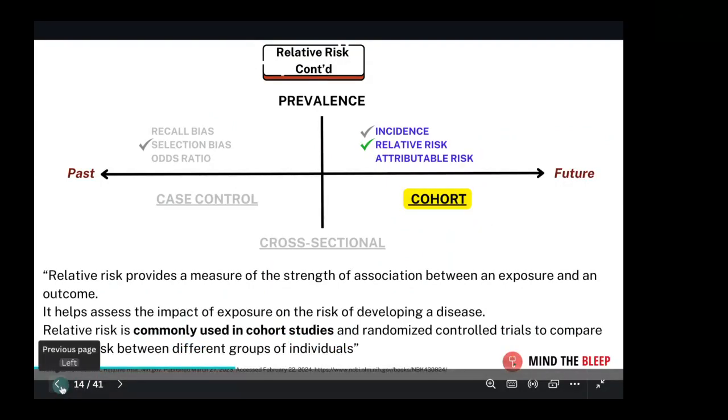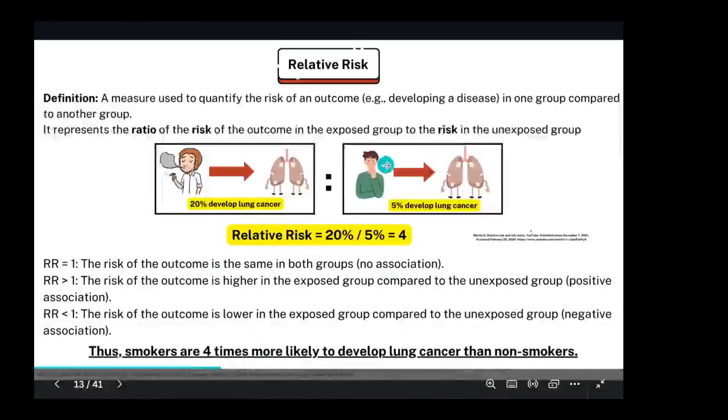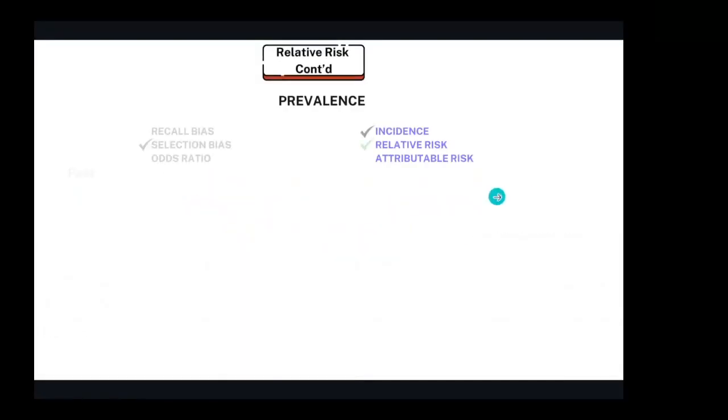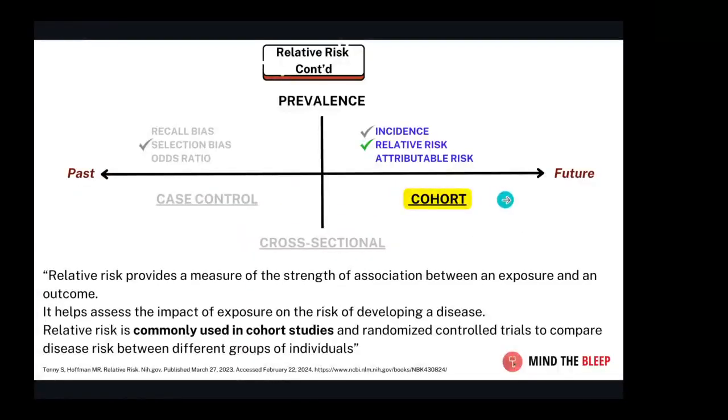So if you were to take into consideration a study where you have 1,000 people, 500 of them are smokers and 500 of them are non-smokers. You follow them over time and see how many develop lung cancer and how many don't. This is a cohort study. Okay? And please feel free to stop me and ask questions if there's anything that's unclear.